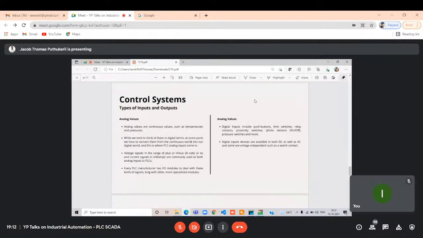And next is the control system. When we program a PLC, okay, consider again the Arduino and the Raspberry Pi. We have the digital values and the analog values.